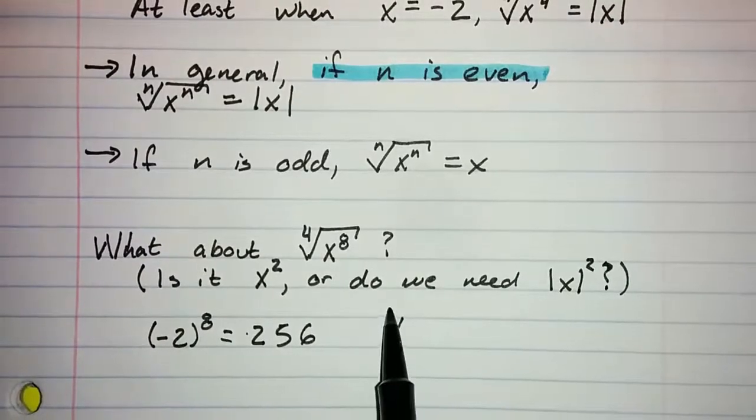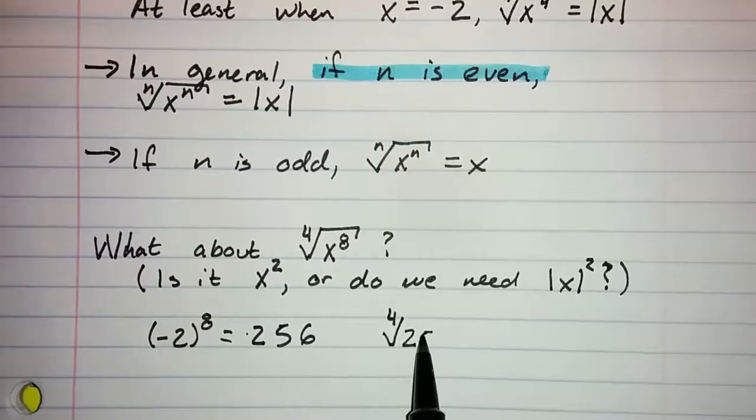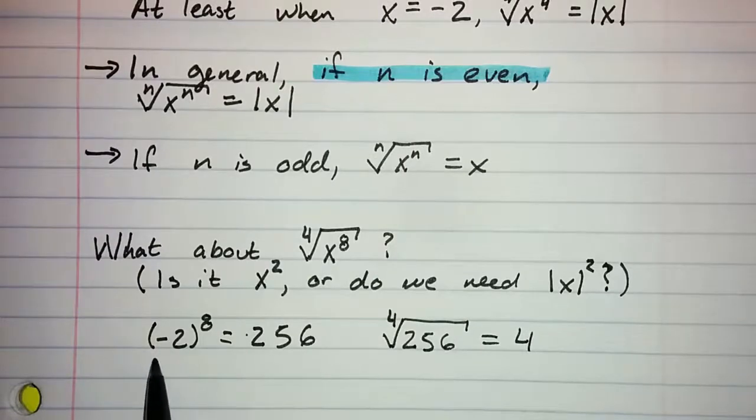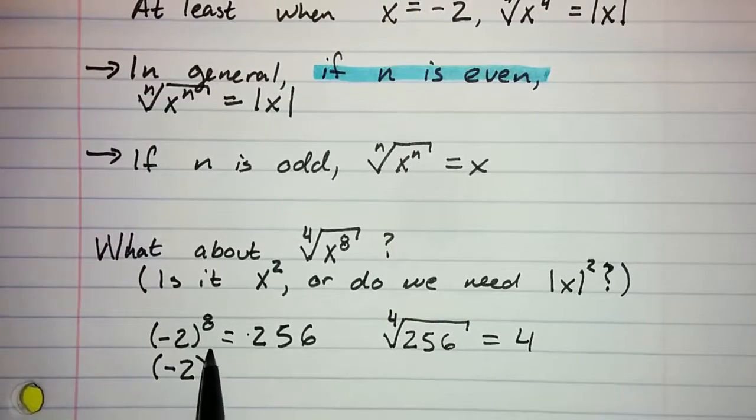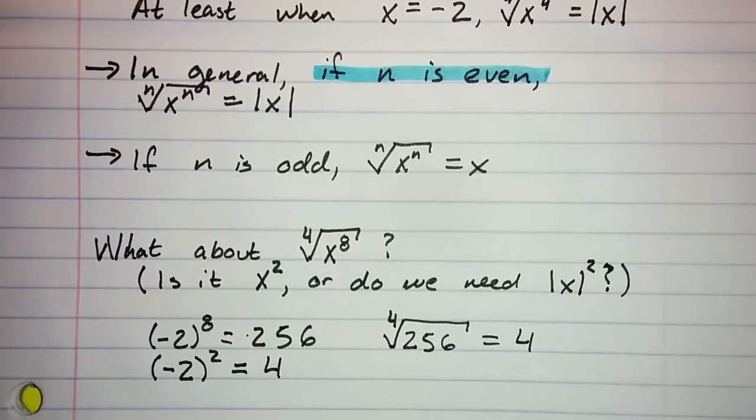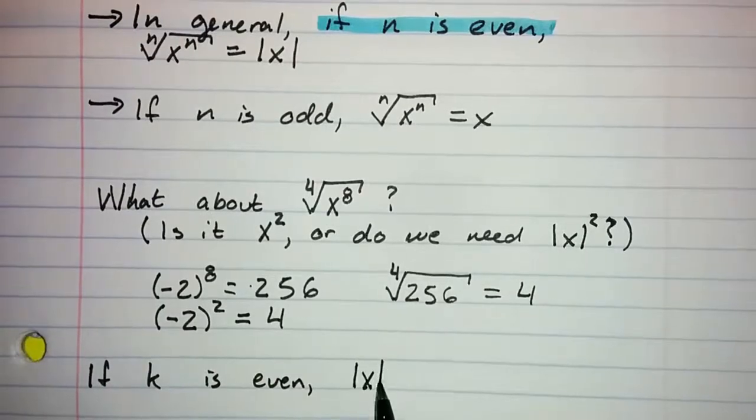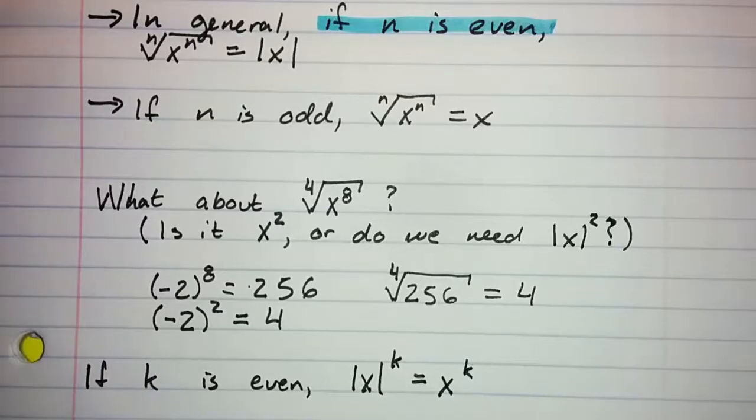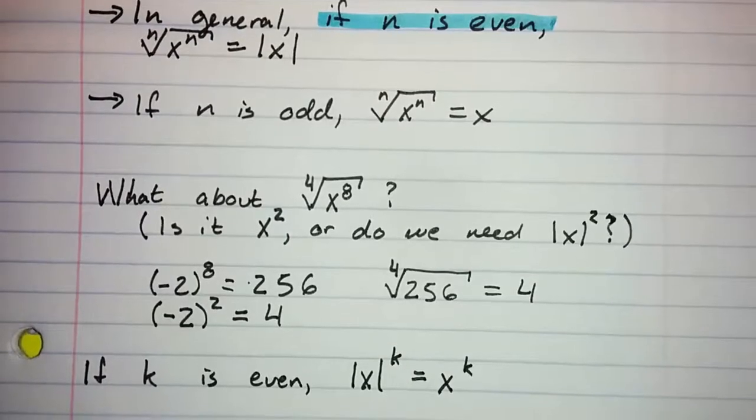And the 4th root of 256 is positive 4. On the other hand, negative 2 to the 2nd power, that's positive 4. Oh, so here we don't need the absolute value. Why not? If k is an even number, the absolute value of x raised to the kth power is just the same as x raised to the kth power. Right? Because if we take an even power of a negative number, we still get a positive number.